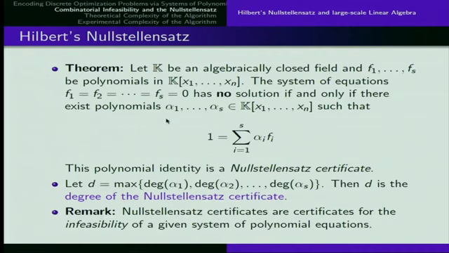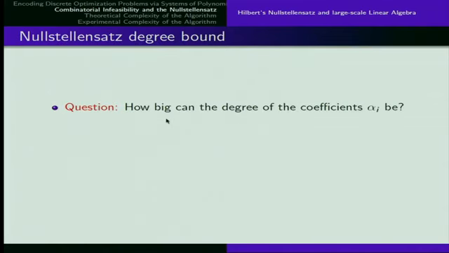Okay, so this is a proof that there's no solution. For example, if I use this with the coloring polynomials, you will prove that there's no tricoloring or there's no k-coloring of the graph. So the first question is, what's the bound on the degree of these alphas? People in algebraic geometry have studied this. So how big can the alphas be?